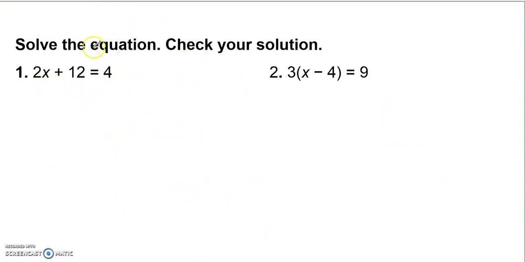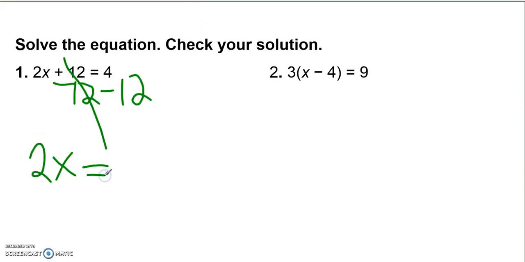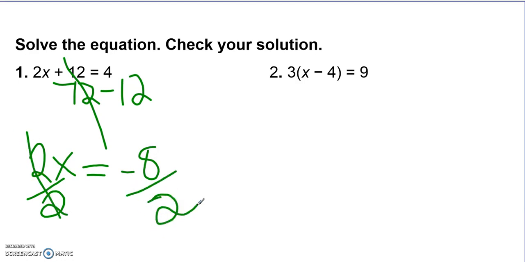Okay. So here we have, I'm going to get rid of my okay friend. Subtract my okay friend, because that's the opposite of that. So 2x equals negative 8. Okay? Now I gotta get rid of my best friend. I have to divide him out. Divide him. X equals negative 4.